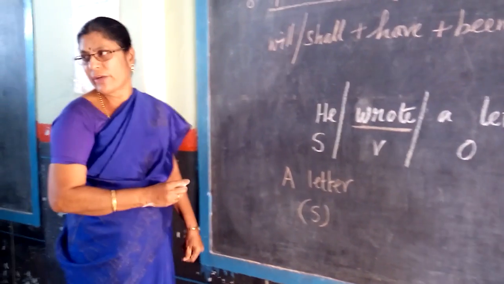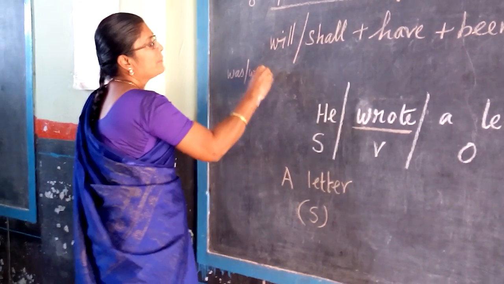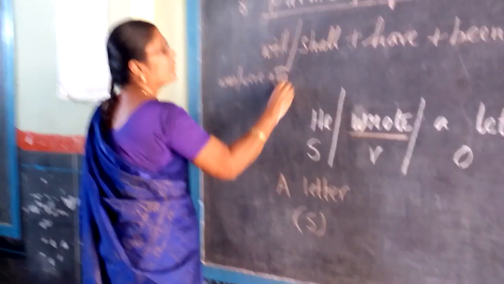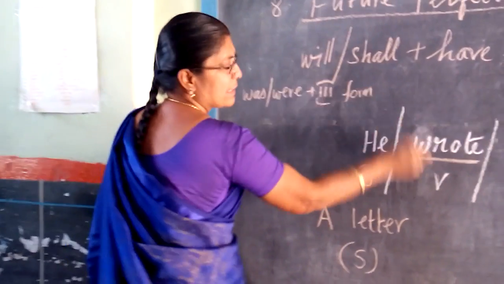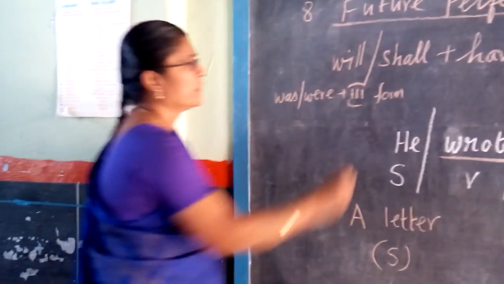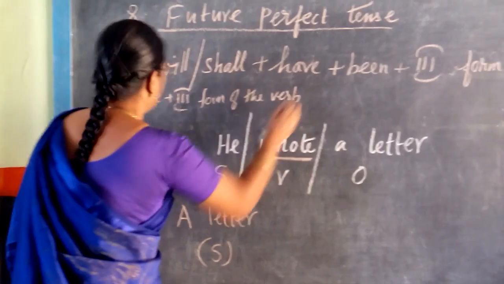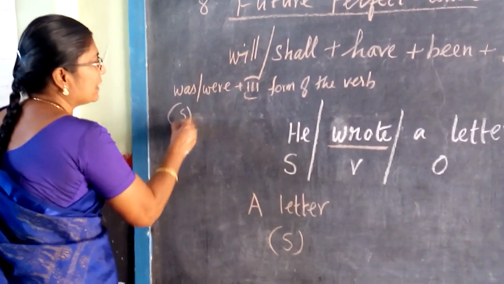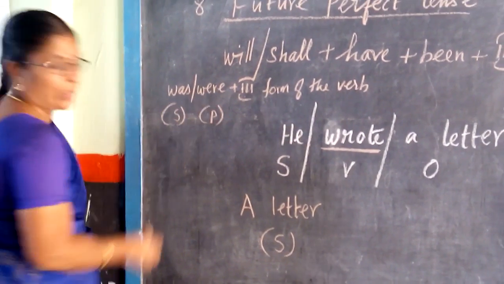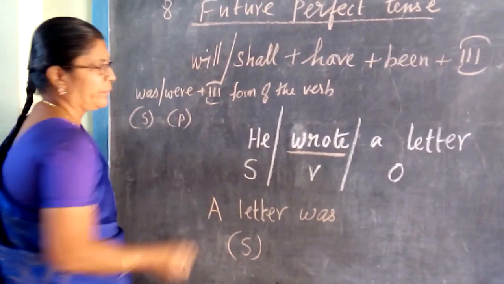So what is the formula for the past tense? Was or were plus third form of the verb. Why? Because it is a past tense. Was you use for singular, were you use for plural. So you have to take the word was. A letter was. What is the third form of the verb?